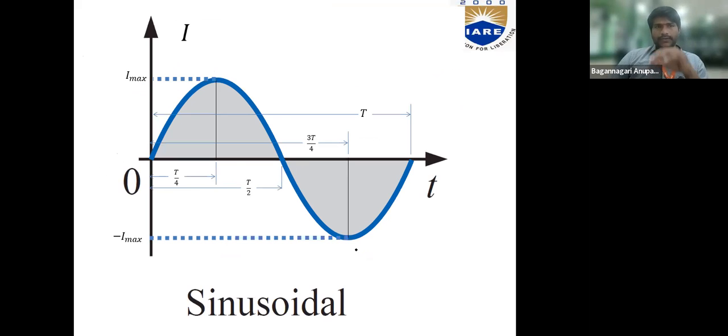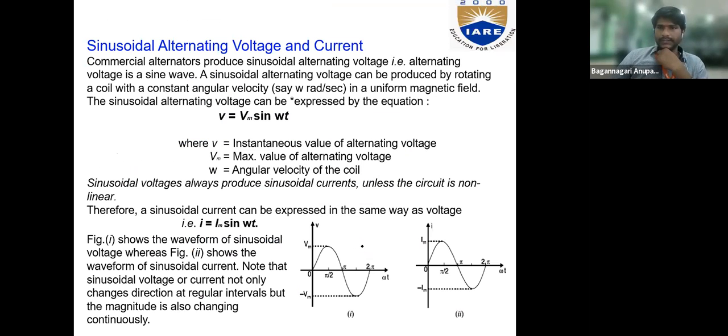Let me talk first about sinusoidal alternating voltages and currents. In general, all commercial alternators will produce a sinusoidal waveform. Don't ask me whether it's a pure sinusoid, but mostly it should be a sinusoidal waveform. In practical conditions, we definitely won't get a pure sinusoid, but we'll get some harmonics in between. That is not up to us. You just learn that you will assume you have a pure sinusoidal waveform generated from a commercial generator or any alternator, right?